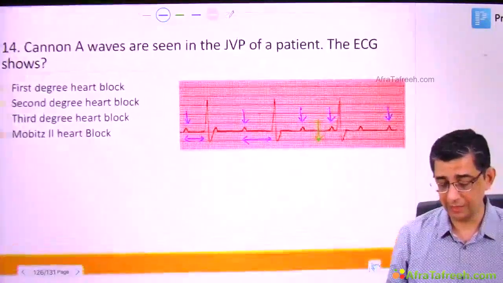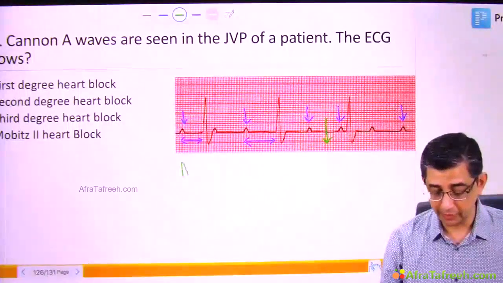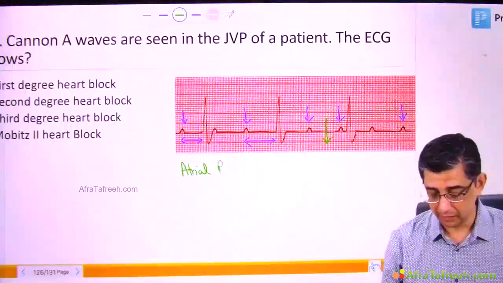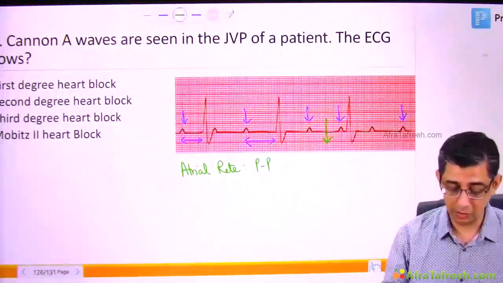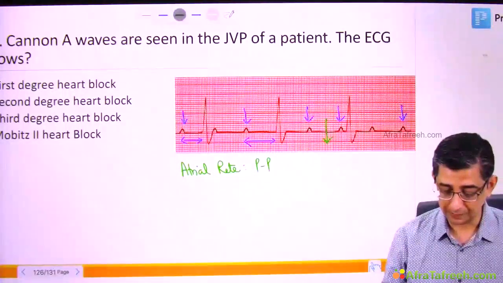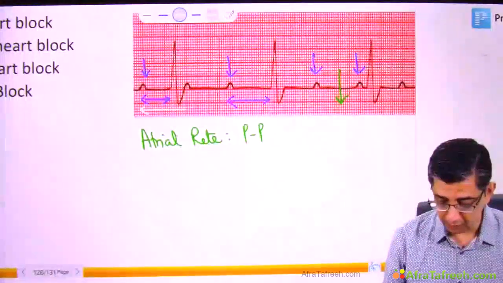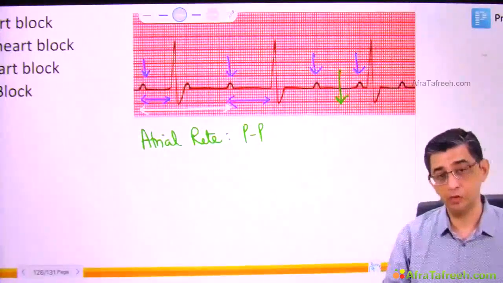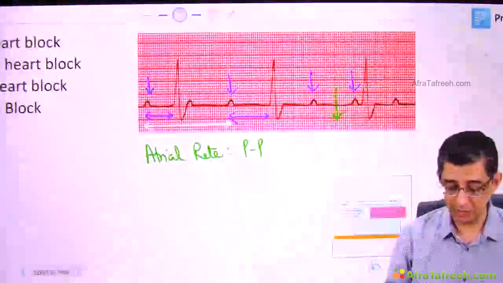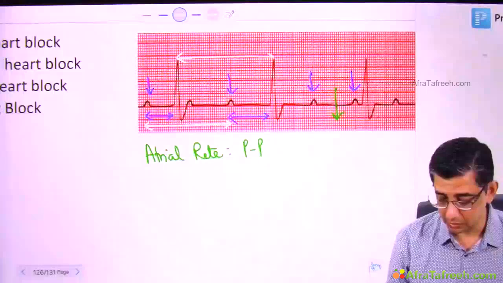Let's just calculate the atrial rate. How do you calculate the atrial rate, guys? Atrial rate is calculated by calculating the distance between the P and the P waves. So I'm going to just use a different color for contrast sake. I'm going to count the number of squares present between the P and the P waves. And then what I'm also going to do in the ECG of this patient is count the number of squares between the R and the R.